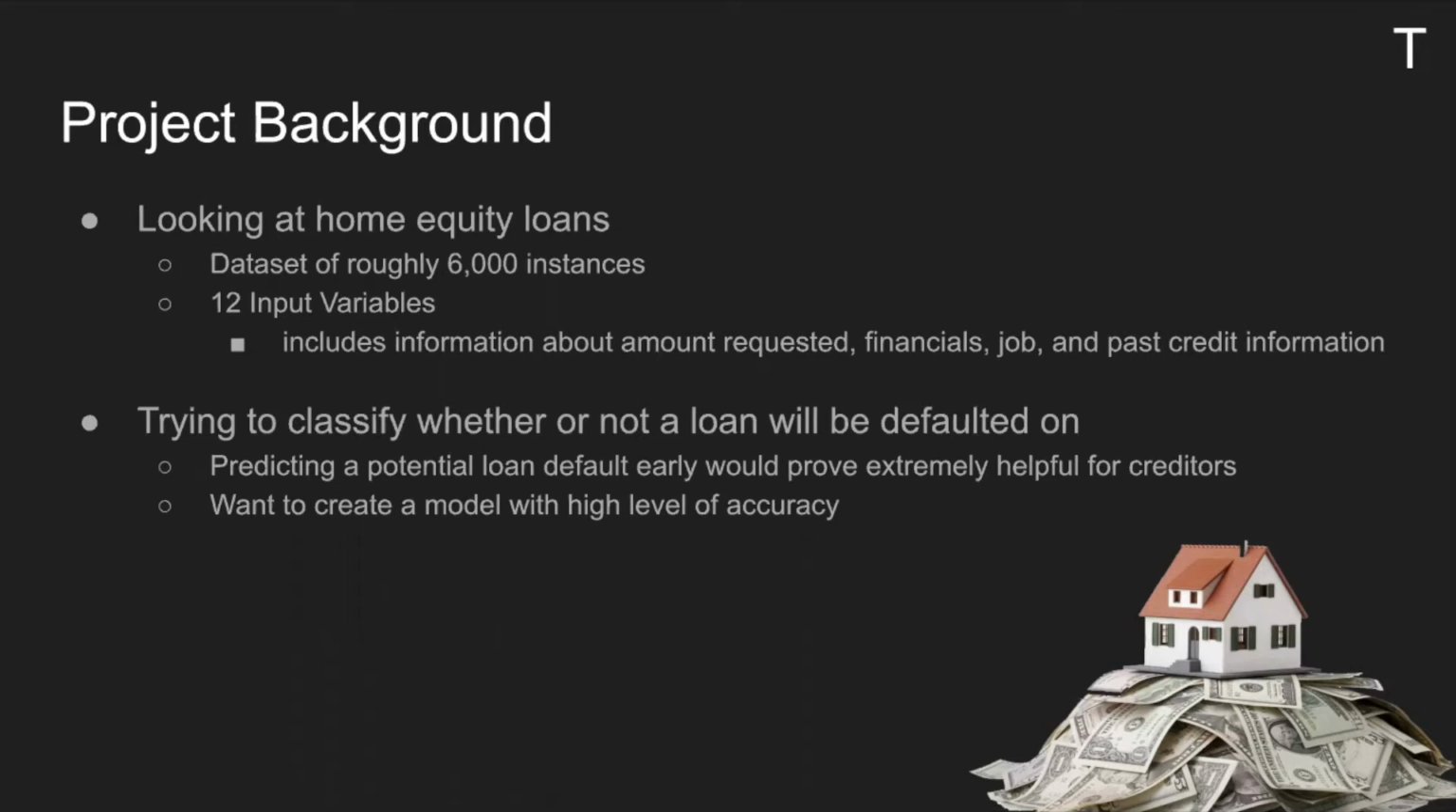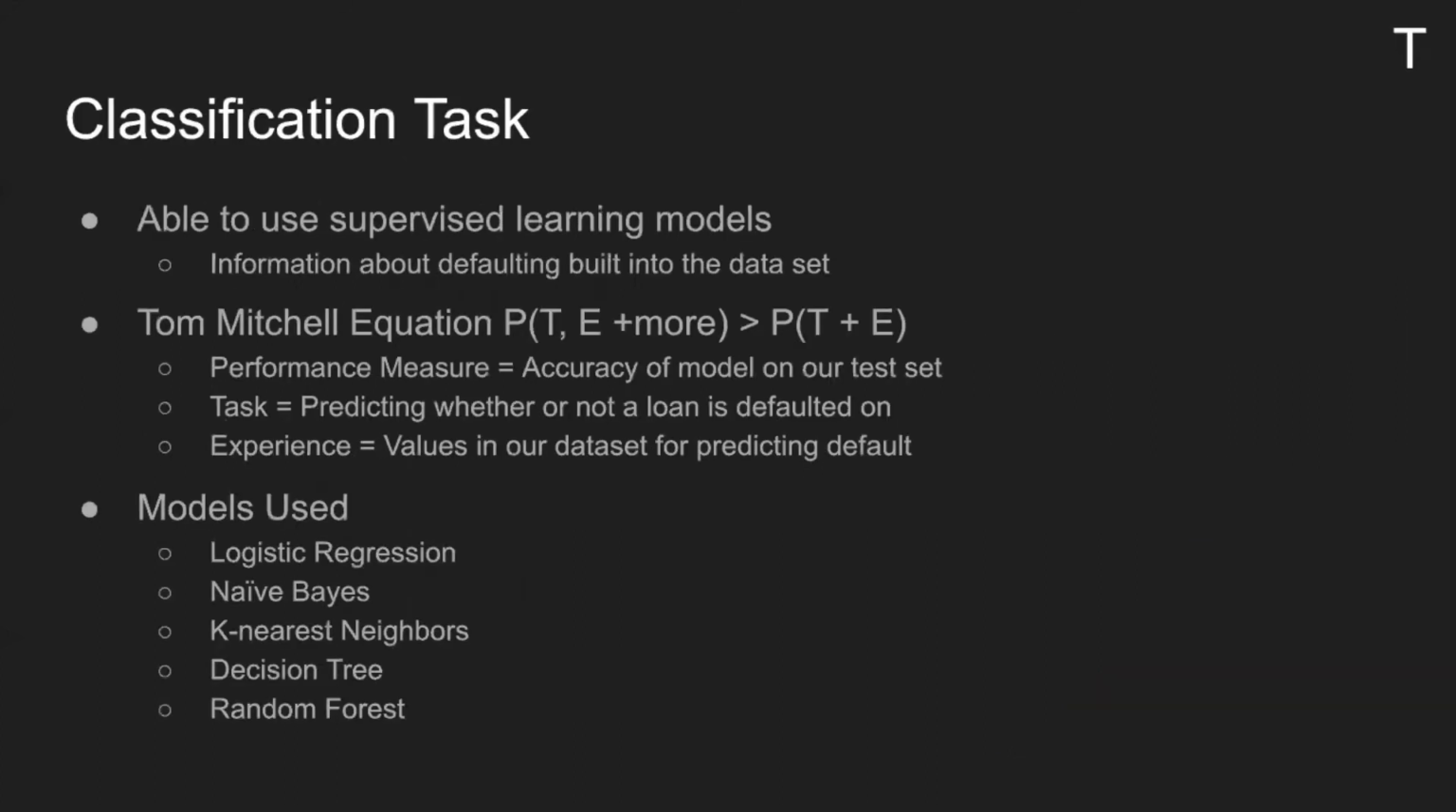We were trying to predict whether or not a loan will be defaulted on, which we saw the value in because predicting a potential loan default early on would prove extremely helpful for creditors who are trying to see if they should approve a loan or not. So we wanted to create a model with a high level of accuracy to do this. We clearly had a classification task. We were able to use supervised learning models since information about the loan defaulting or not was already built into our data set.